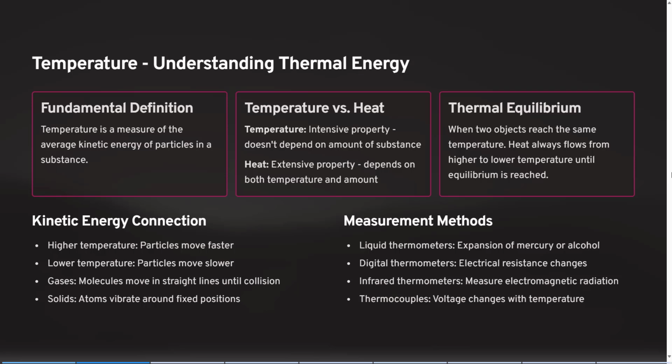When two objects at different temperatures touch, heat flows from the hotter to the cooler object until they reach thermal equilibrium, the same temperature. It's like water flowing downhill, but with energy instead of water.